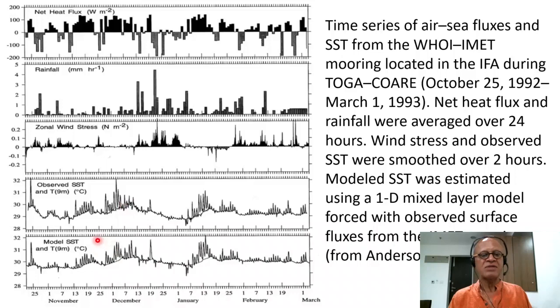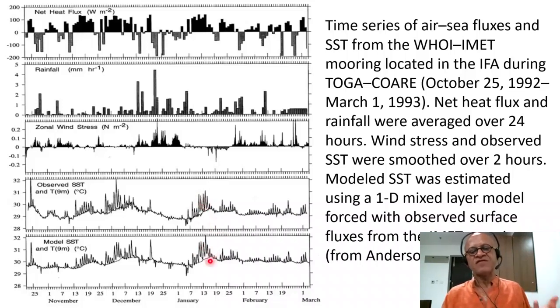And there is a one-dimensional model that is run, forced with these observed fluxes, to understand whether the model can reproduce the observed variability. And you can see the differences here. This peak is quite high. The model doesn't quite capture it, but here the model is overdoing compared to observations. But there are also other issues.